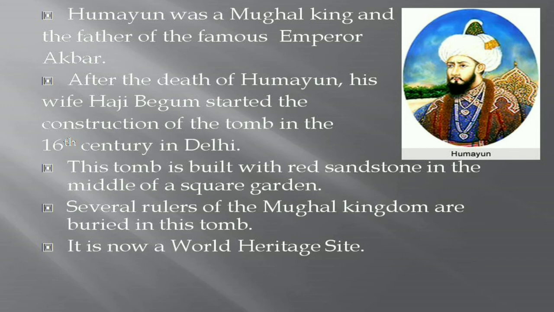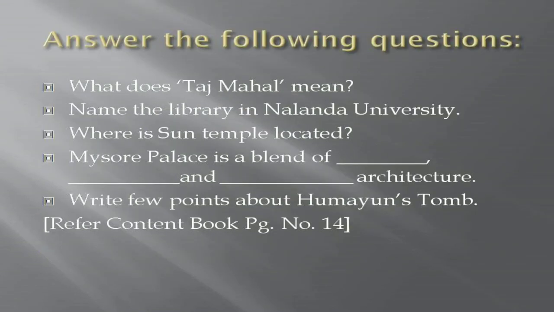The garden is Charbagh Garden. It has some water channels running at its center. It is one of the most famous garden tombs in India. Several rulers of the Mughal kingdom are buried in this tomb. Humayun's tomb is now a World Heritage Site. So, you have learned something in this video about some famous monuments in India.